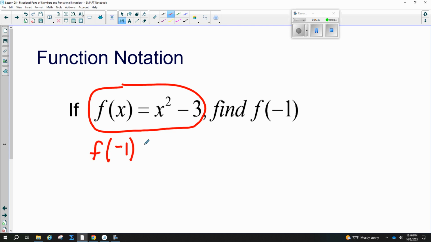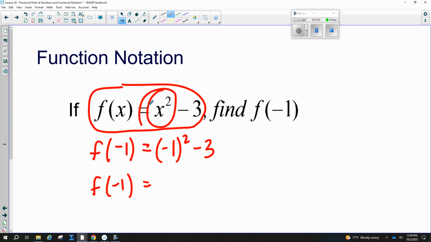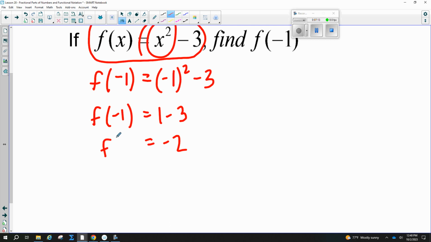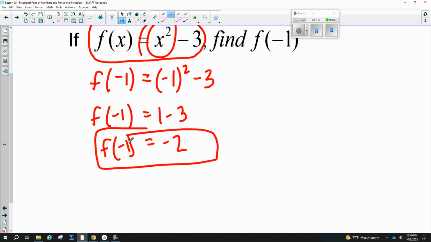I plugged it in for this x here, and then you're going to plug it in for this x here: (-1) squared minus 3. Be sure you use parentheses when you do substitution. A couple people missed that on the test. Now, this f of -1 is just telling you what this equals when you plug in -1. So (-1) squared is +1, minus 3 is -2. A lot of people try to divide this -1 out and solve for f. Don't do that. Just leave it. This is saying when I plug in -1, I get -2.